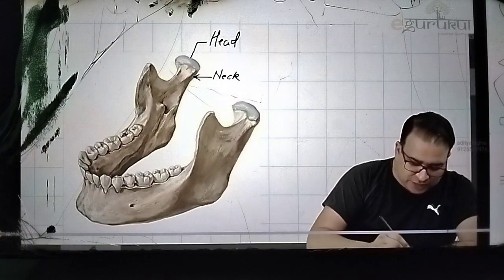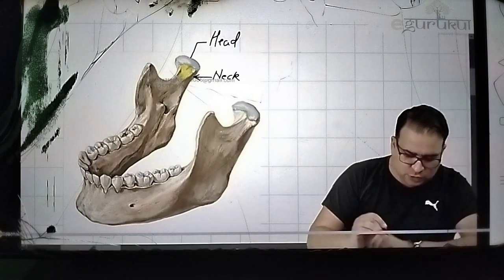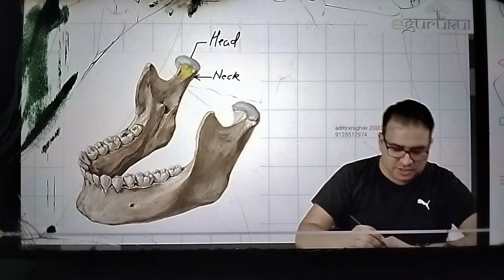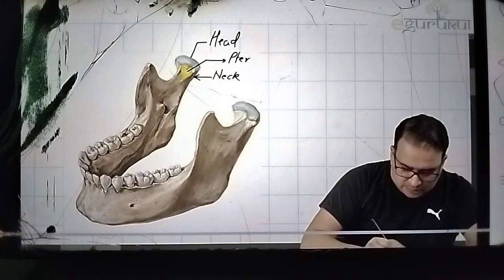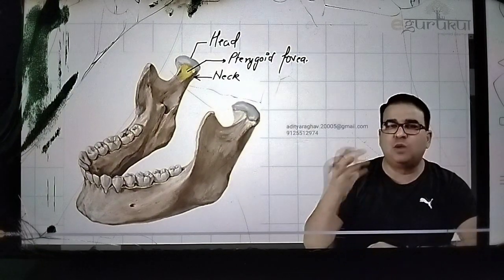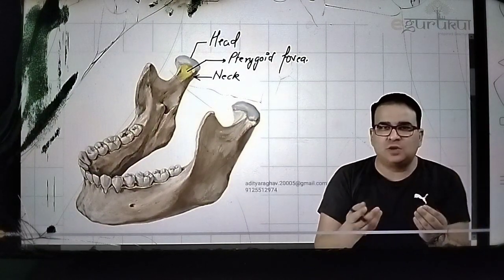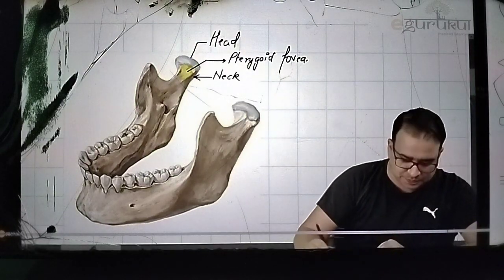And on the anterior surface of the neck, there is a fossa, a very small depression present on the anterior surface. I'll try to label it neatly so that I can share these images with you directly without labeling them again. This here is called the pterygoid fovea. Guys, fovea means a small fossa. A fossa, and the smaller fossa is called a fovea. So the anterior surface of the neck of mandible has a depression which is called the pterygoid fovea.